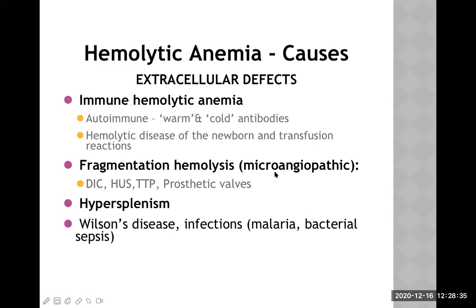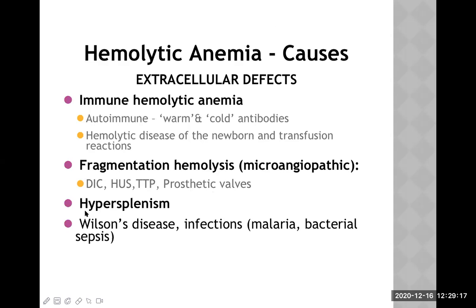Fragmentation hemolysis, also known as microangiopathic hemolytic anemia. Now, we have talked about this during the general classification of anemia. They may be disseminated intravascular coagulation. They may be hemolytic uremic syndrome. They may be thrombocytopenic purpura, or they may be a prosthetic valve. Prosthetic valve means an artificial valve which is there in the patient after the replacement. In this condition, one of the common mechanisms is that the RBC surface membrane is damaged and those RBCs are removed from the circulation.